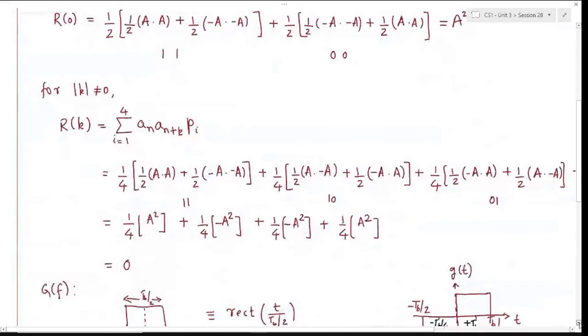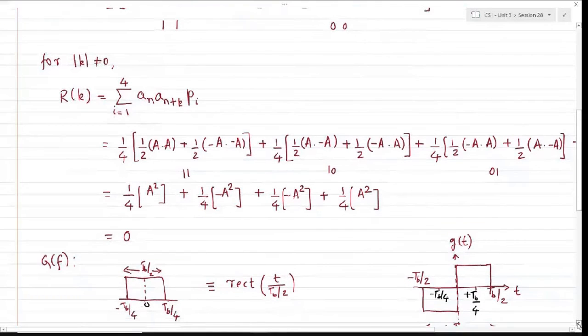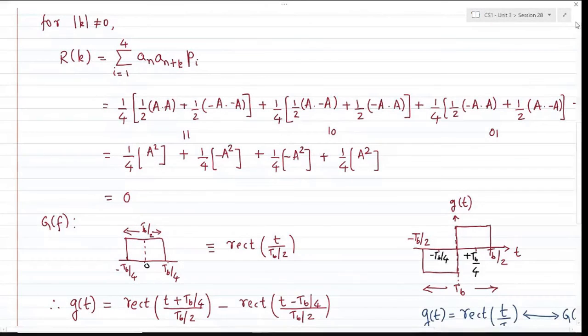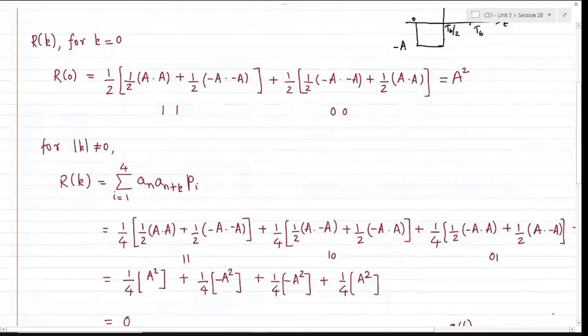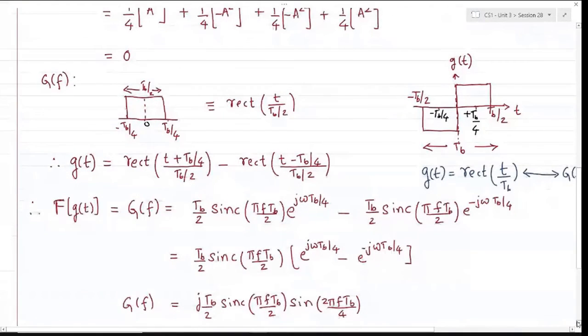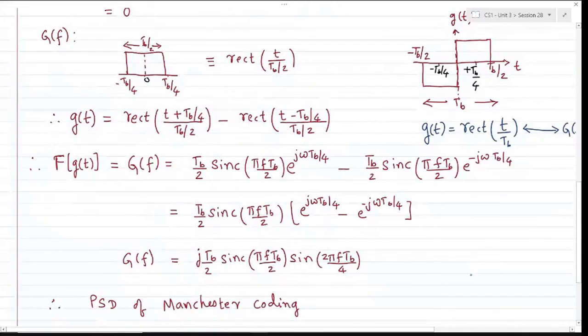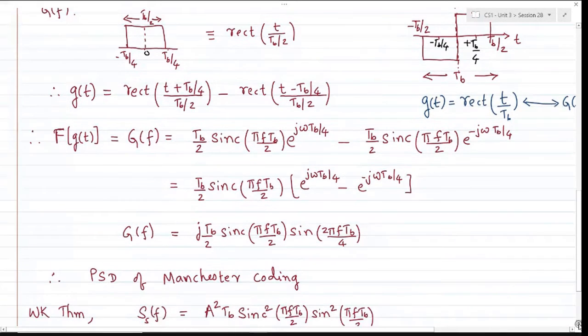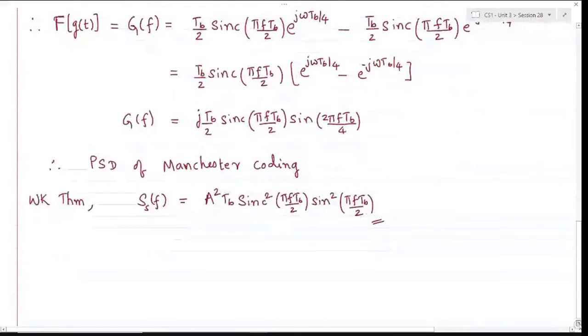So we started off with calculating power spectral density. We calculated the autocorrelation. Autocorrelation will be A square for k equal to 0, and for all other values of k, the autocorrelation function is 0. And to calculate G of f, we defined a rectangular function of duration Tb by 2, and either bit 1 or bit 0 can be regarded as the difference of two such rectangular pulses, one shifted left and the other shifted right. With that we calculated the power spectral density using the Fourier transform, and finally we arrived at this expression.